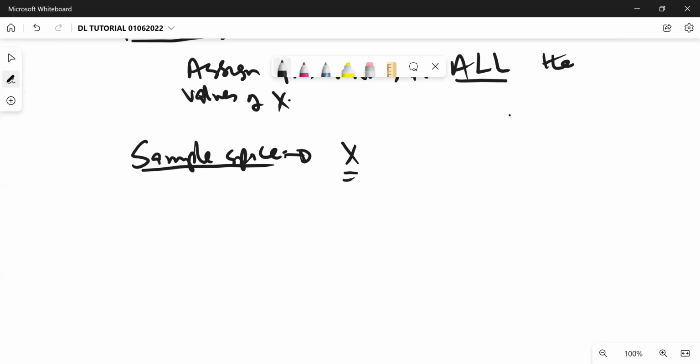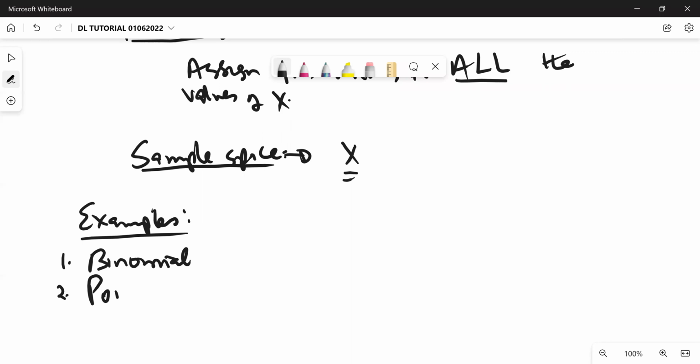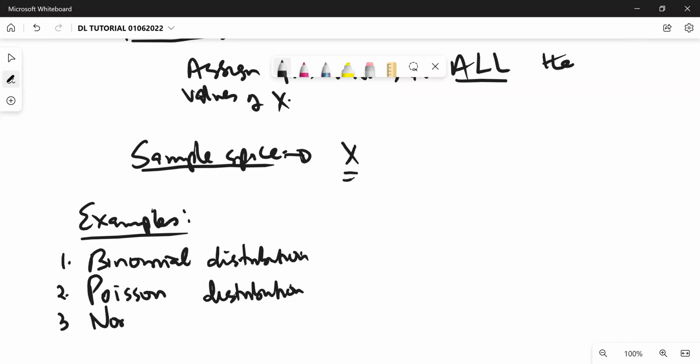So the next thing that I want us to talk about is the examples of probability distributions. In this course, we'll be talking about three probability distributions: the binomial probability distribution, the Poisson distribution, with a capital P all the time, and finally the normal distribution.